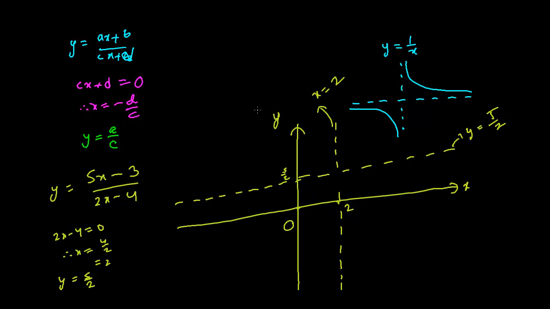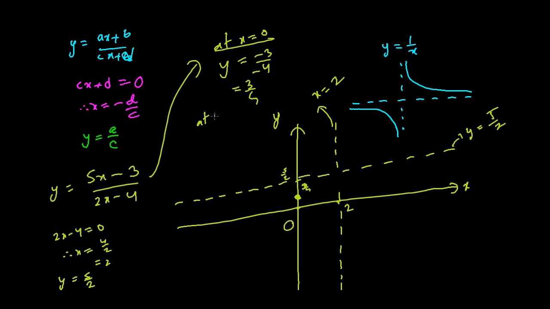First of all, let's find out where it cuts the x-axis and where it cuts the y-axis. At x = 0, y = -3/-4, which is 3/4. So it cuts the y-axis somewhere around here, 3/4. And it cuts the x-axis at y = 0. So if this is 0, (2x - 4) into 0 is 0. So we have 5x - 3 = 0. Therefore, x = 3/5. So it turns out something like this.